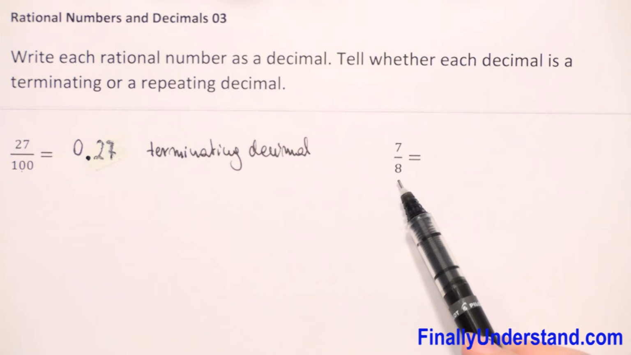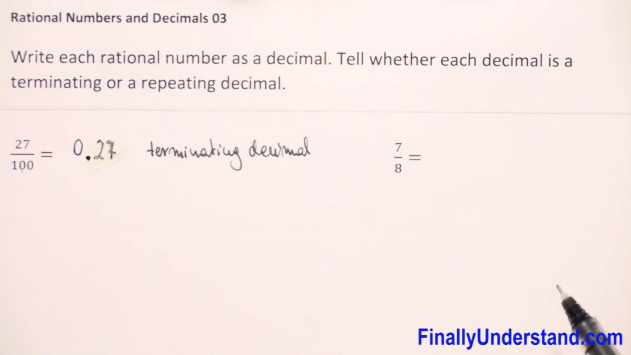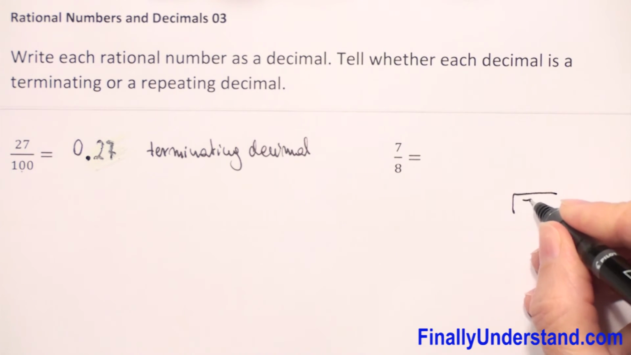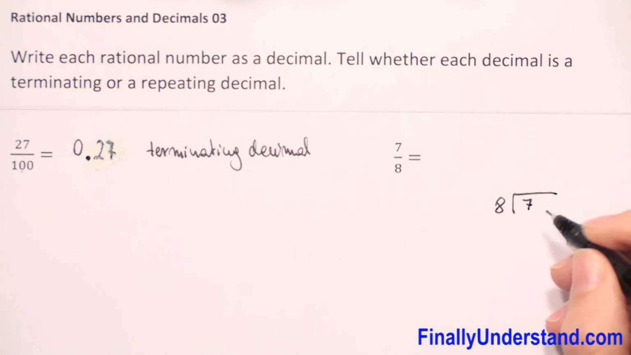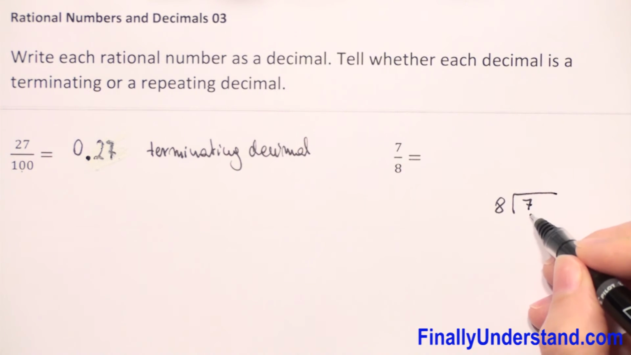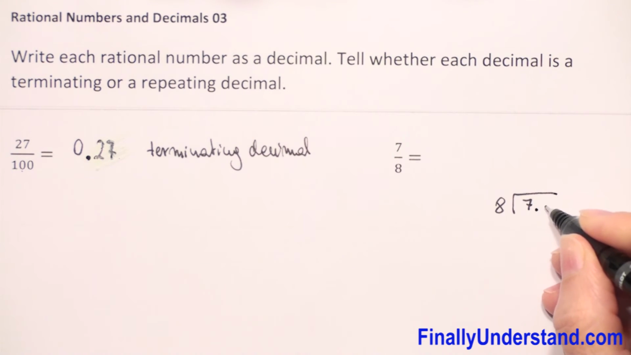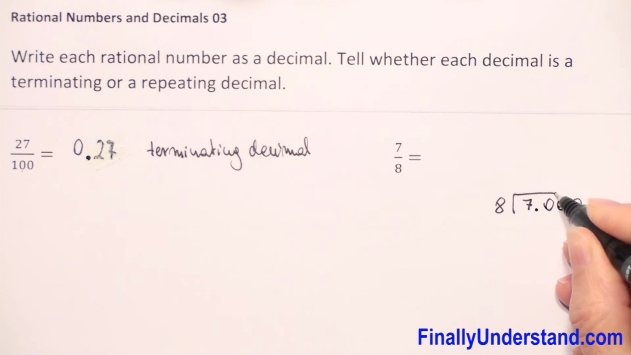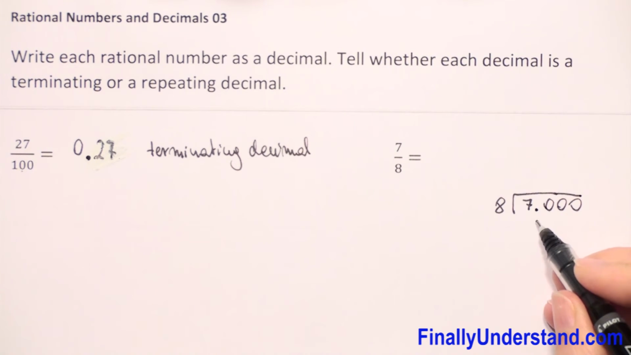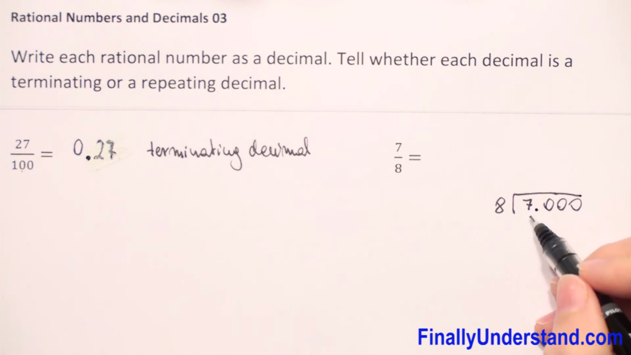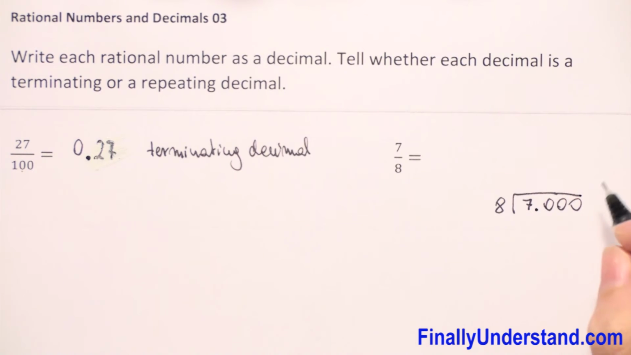Now the denominator is different than 10, 100, 1000, so we will do long division. We have to divide 7 by 8. How many times can you put 8 into 7? You cannot, because 7 is less than 8. So we add at the end a decimal point and a few zeros, because when I add a 0 after the decimal point, it doesn't change the value of the number. It's like nothing. So it's still the 7. So I can do this.